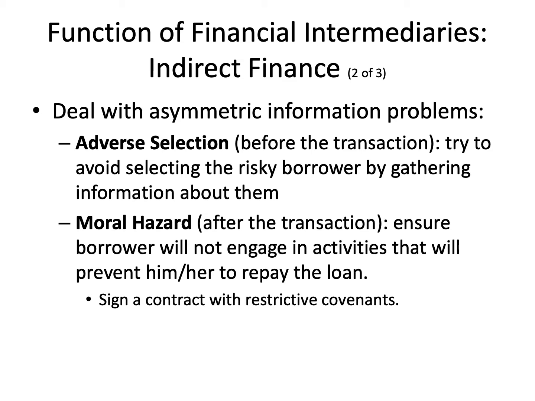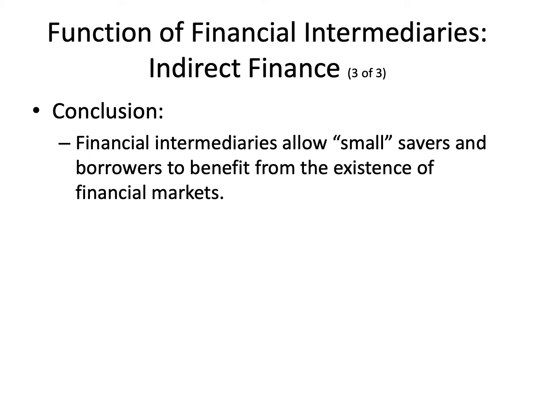So a financial intermediary can acquire information about borrowers and grade them and so on. Moral hazard after the transaction: ensure that the borrower will not engage in activities that will prevent him or her repaying the loan. So again, sign contracts with restrictive covenants. In other words, make sure that they don't change their behaviour after a loan has been agreed. So the conclusion: financial intermediaries allow small savers and borrowers to benefit from the existence of financial markets.